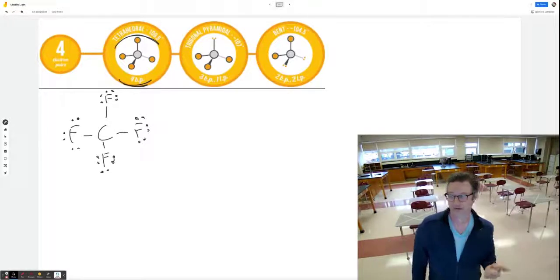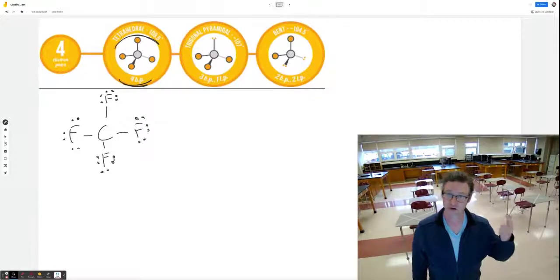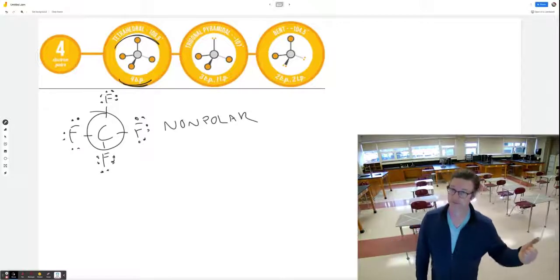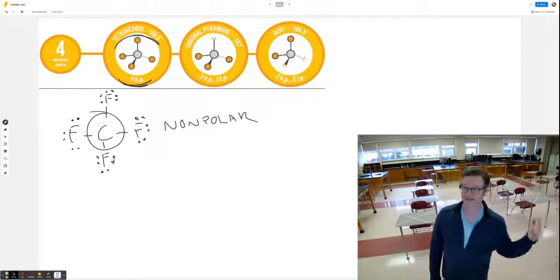Question number 1, are all the terminal atoms the same? Yes, they're all fluorine. Question number 2, are there any lone pairs around that center atom? No. If all the terminal atoms are the same and there are no lone pairs, it is not polar.